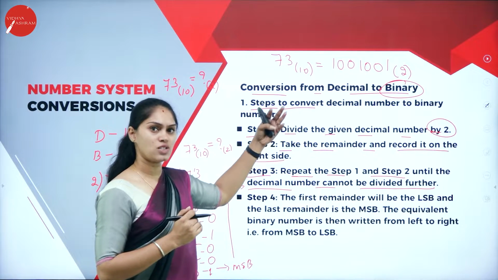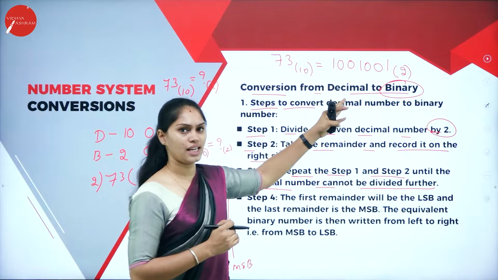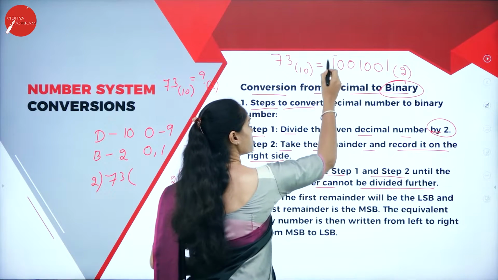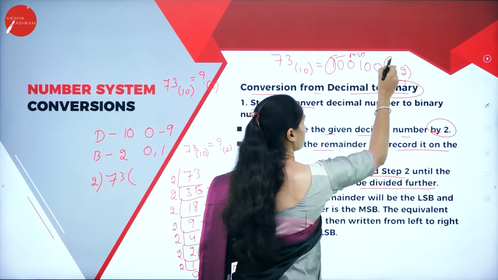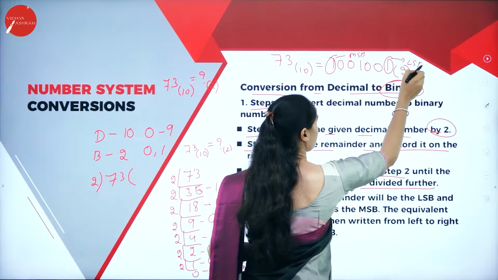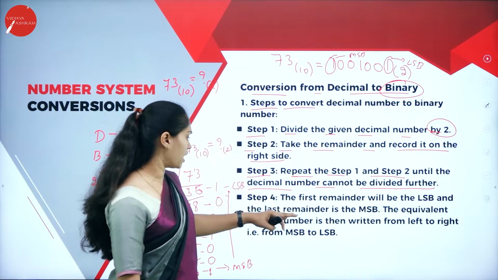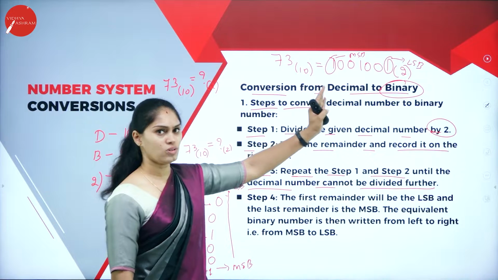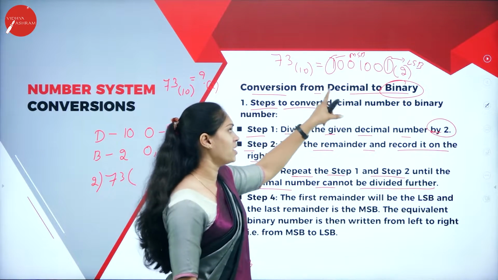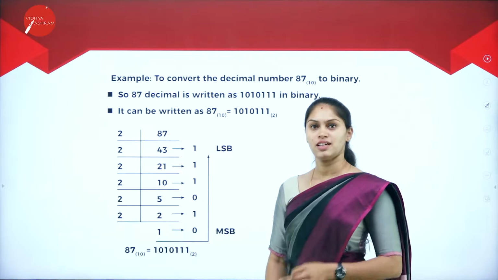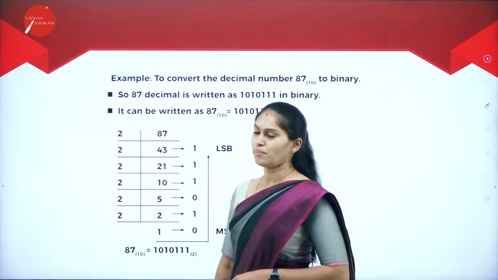MSB is the highest value or higher weight, and LSB will be the least value. So the leftmost digit will be considered as MSB and the rightmost digit will be considered as LSB. Okay, so further you are going to get a value from MSB to LSB, and its base must be 2. Why? Because we are converting from decimal to binary.